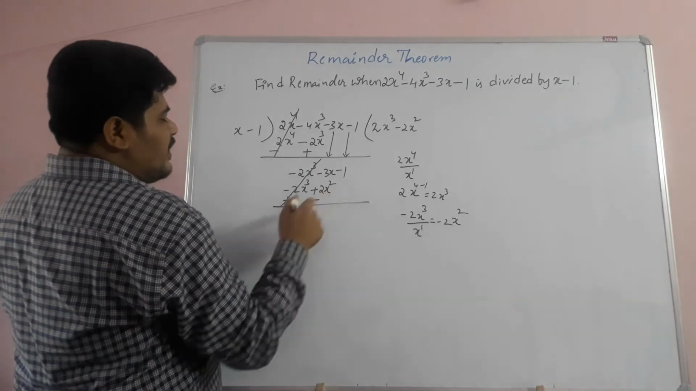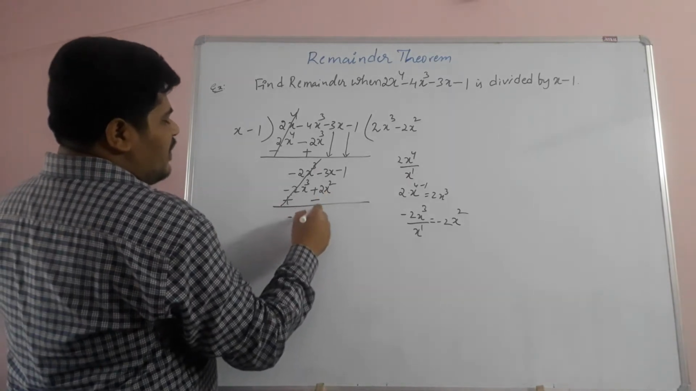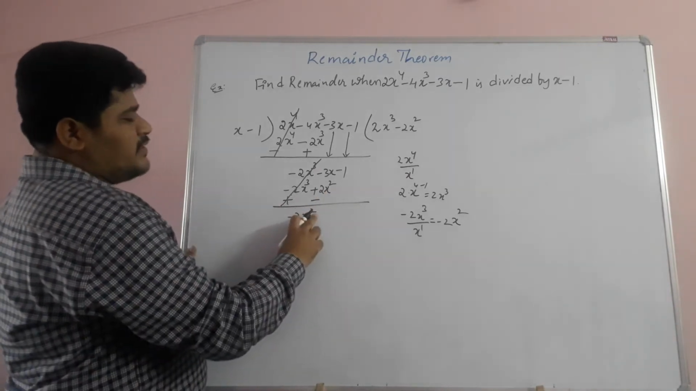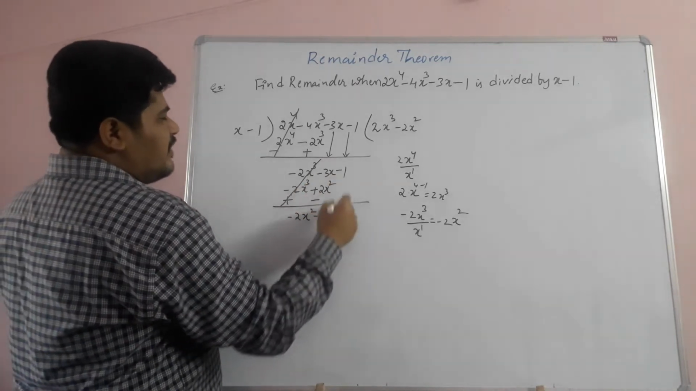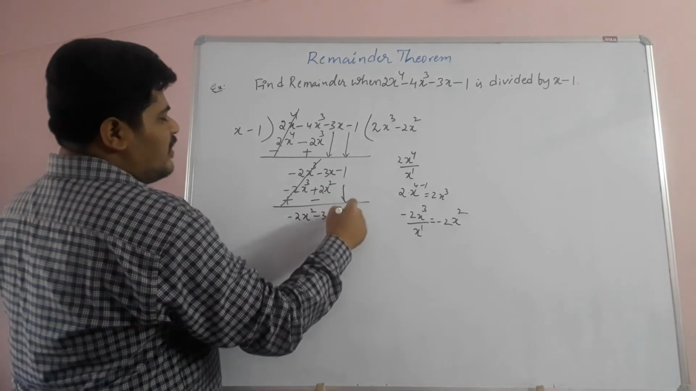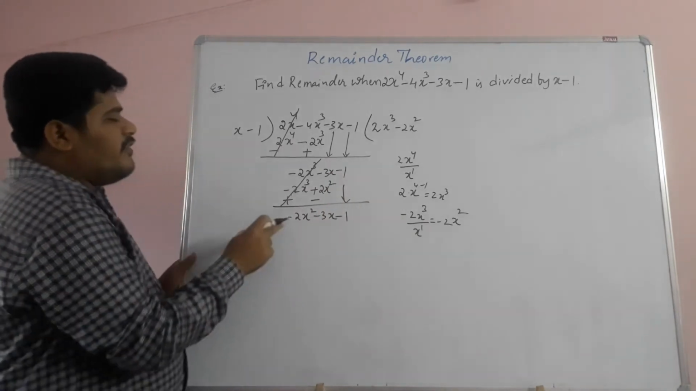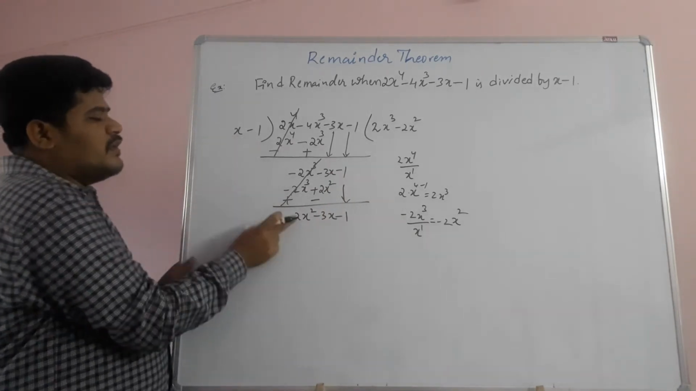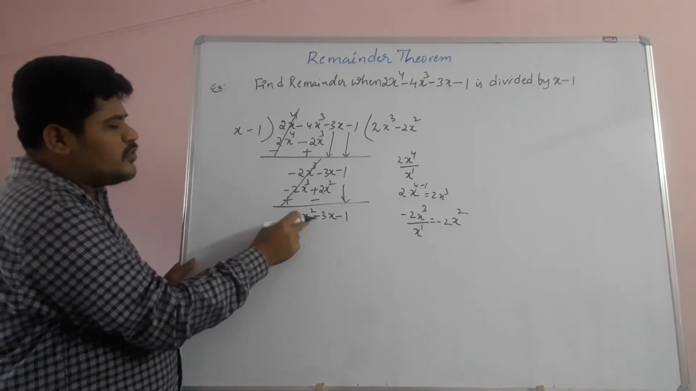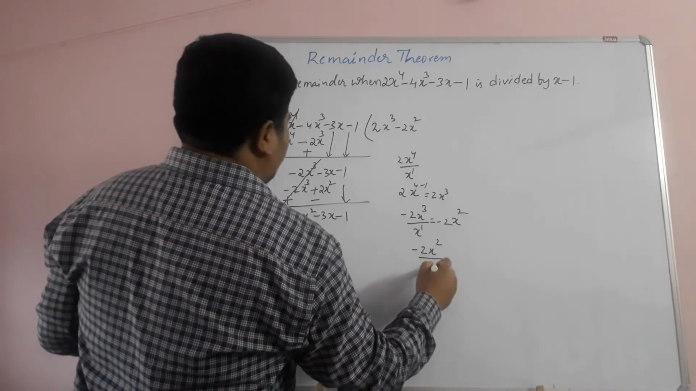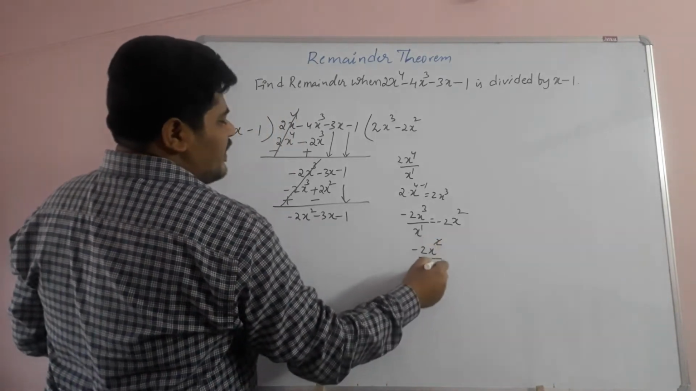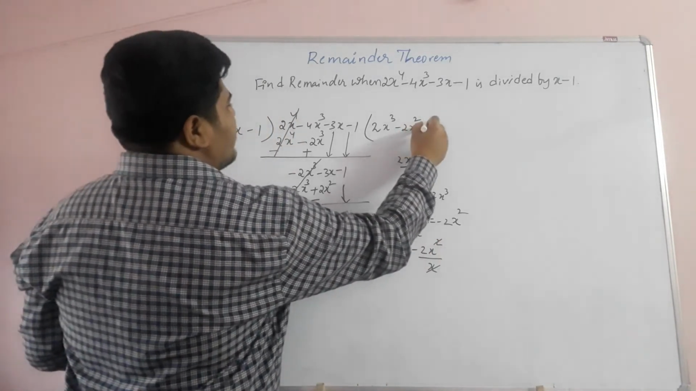So this is what? Minus 2x square. Okay, first we have to write the biggest power term, and next minus 3x as it is. Now take down this minus 1 as it is. Now children, again first term by first term. So what is the first term here? Minus 2x square. Okay. So minus 2x square by x. So square and x will get cancelled. What is left? Minus 2x.